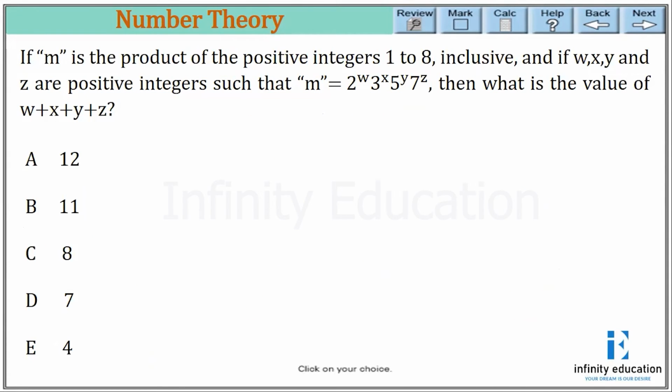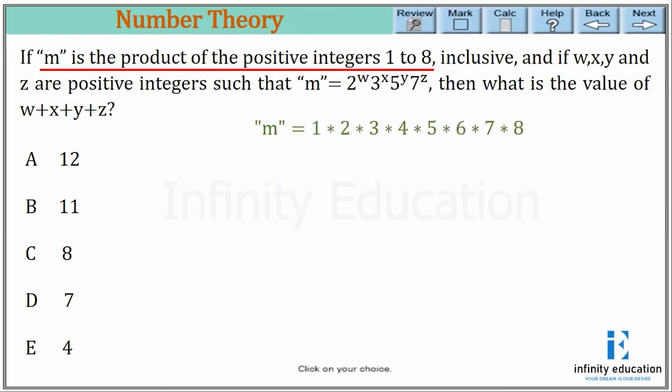M is the product of the positive integers 1 to 8 inclusive, and if W, X, Y and Z are positive integers such that M equals 2 to the power W into 3 to the power X into 5 to the power Y into 7 to the power Z, then what is the value for W, X, Y, Z? Okay. So they are saying M is the product of the positive integers 1 to 8. Let me sort it out. So M equals 1 into 2 into 3 into 4 into 5 into 6 into 7 into 8.